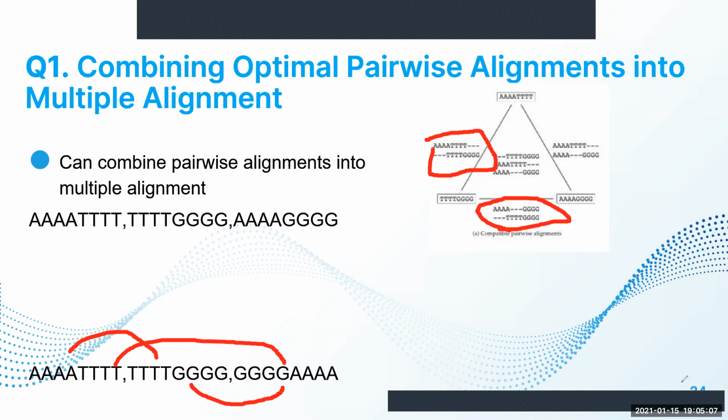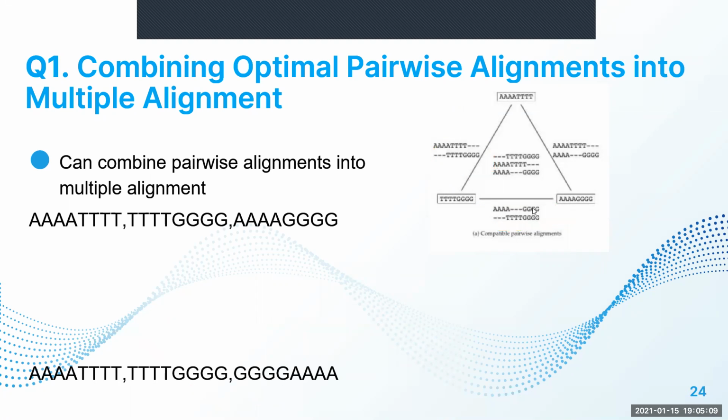I've already opened a link for your submissions. You can check VLE for IS people. I'll put the link. Try to do this activity and tell me whether that fits with this multiple sequence alignment or not.